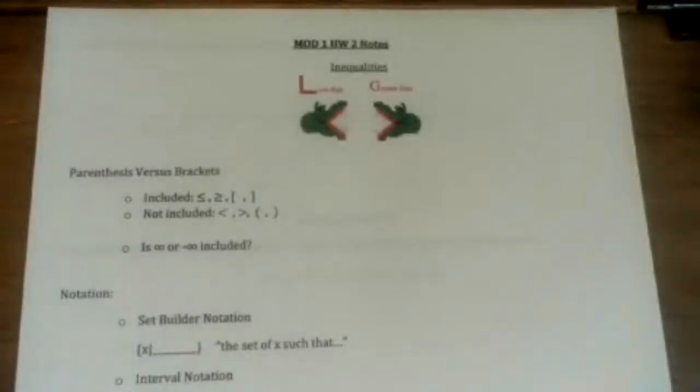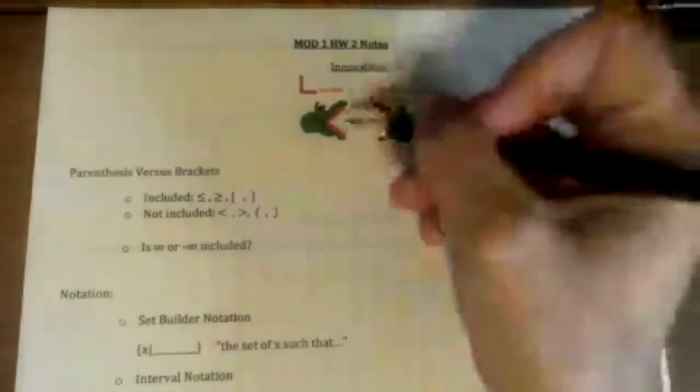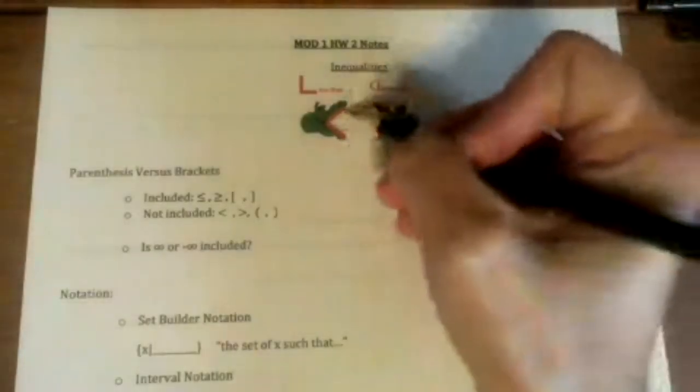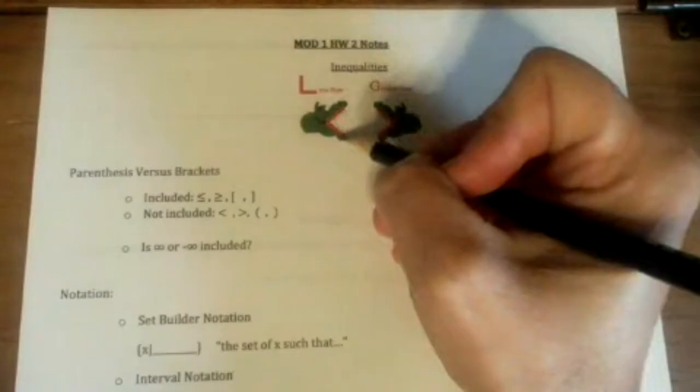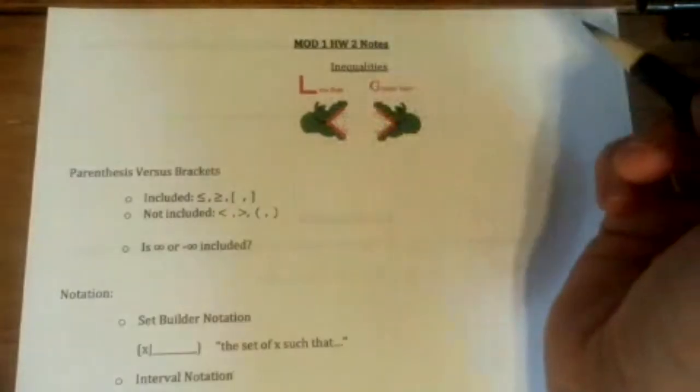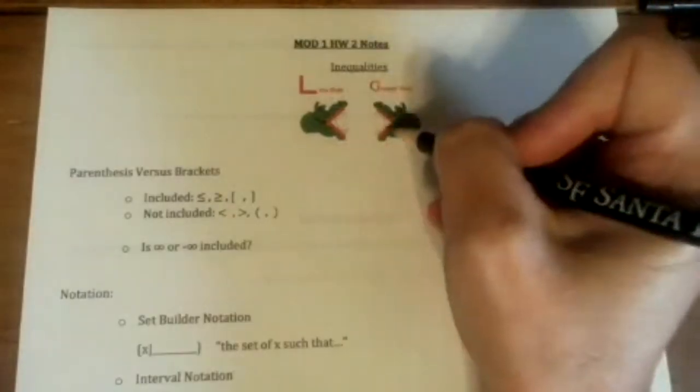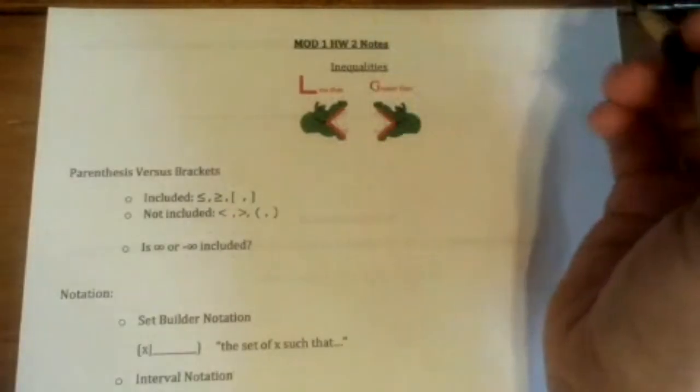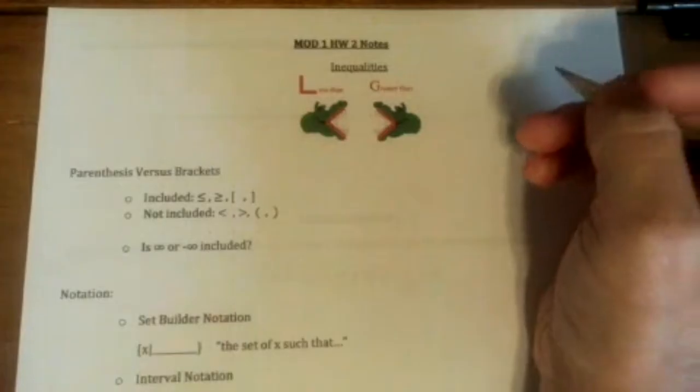All right, this is our Module 1 Homework 2 notes. So we are going to be talking about inequalities. Inequalities are less than and greater than. I remember thinking about the alligator eats the bigger one. So our less than sign, the alligator is going to eat the bigger one. And our greater than sign is like the alligator's mouth. Again, the mouth eats the bigger one.